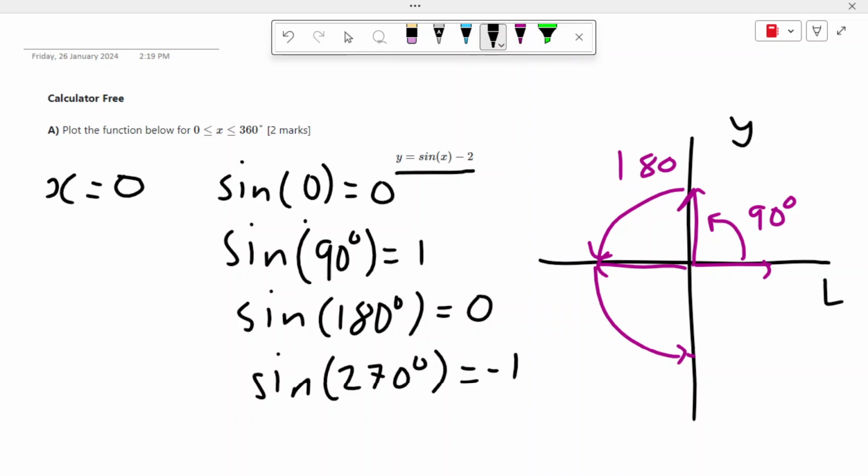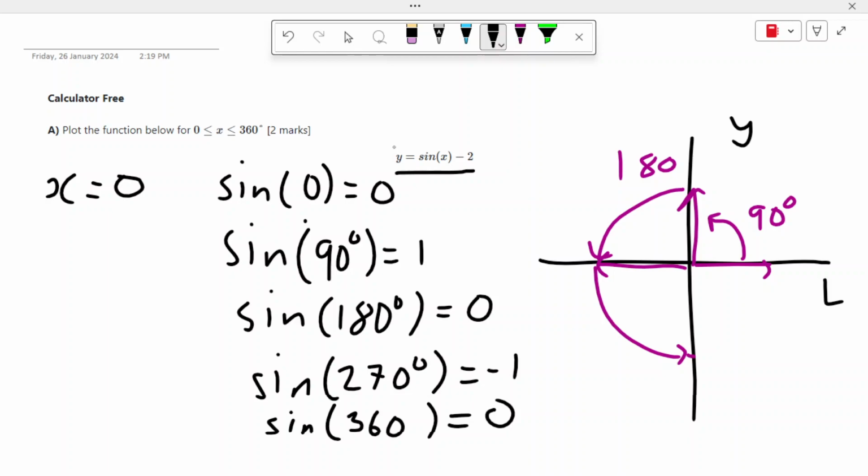Now what's really important is the key steps are every 90 degrees. That's where we go between either 0 or 1 or minus 1. Okay, so now we have those key points. We could go one step further even. We could even go to sine of 360 degrees, and hopefully you can guess that that is going to be 0. So we've got all those points.